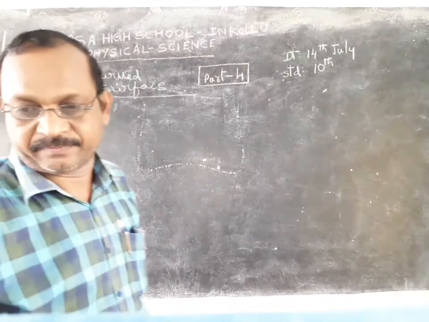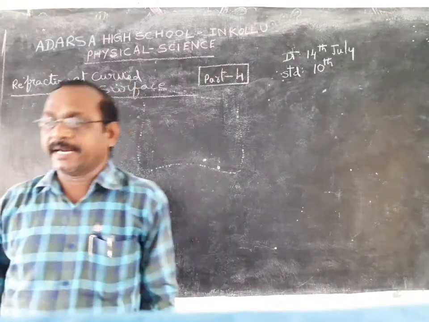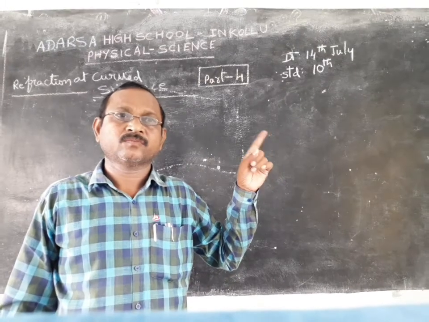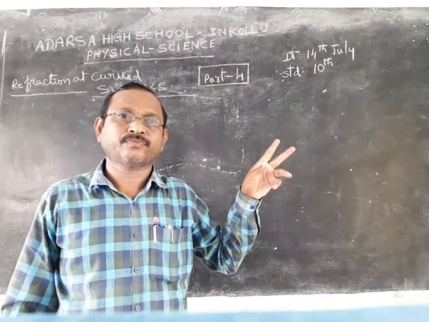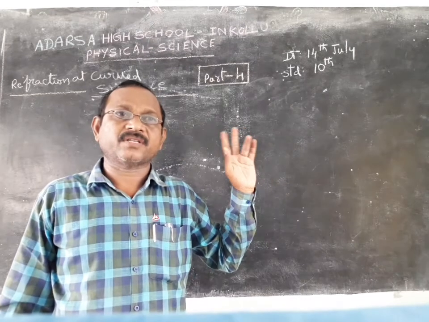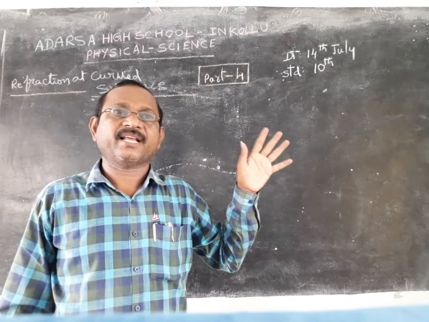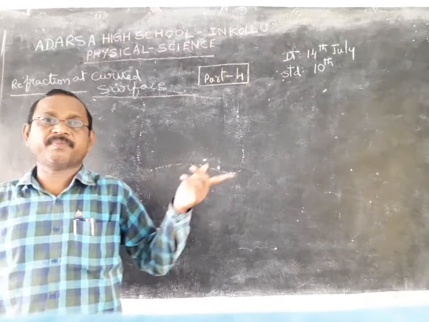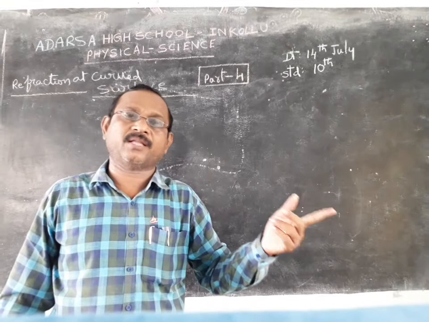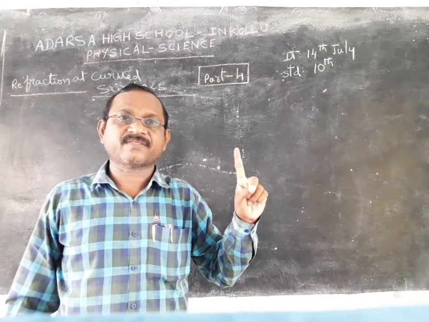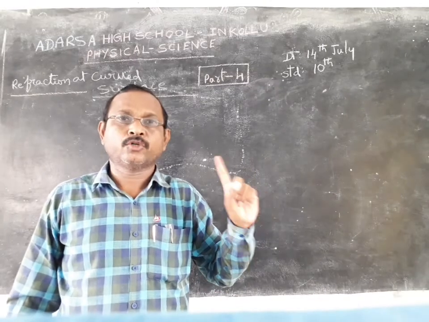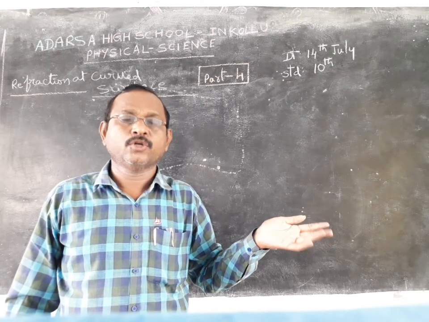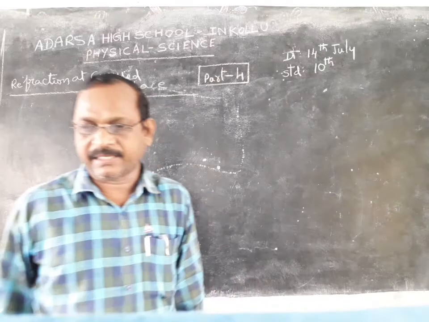Already we studied the terminology: focal point, focus 1, focus 2, center of curvature C1, C2, radius of curvature R1, R2. What is the relation between the radius of curvature and focal length? Radius of curvature is equal to 2 times focal length. Radius of curvature R1 is equal to 2 F1, like that only.